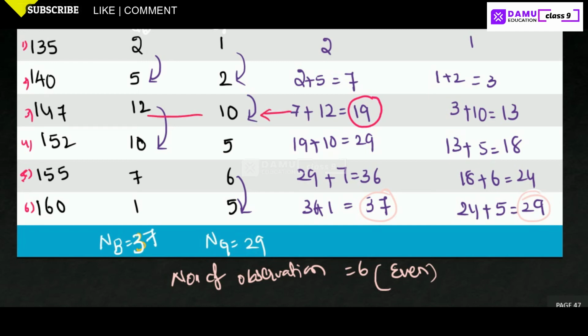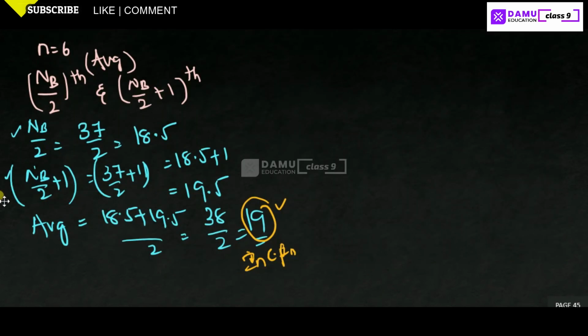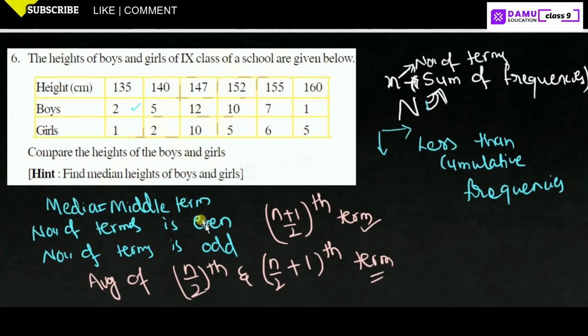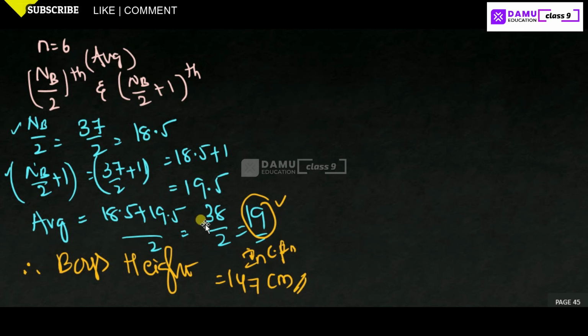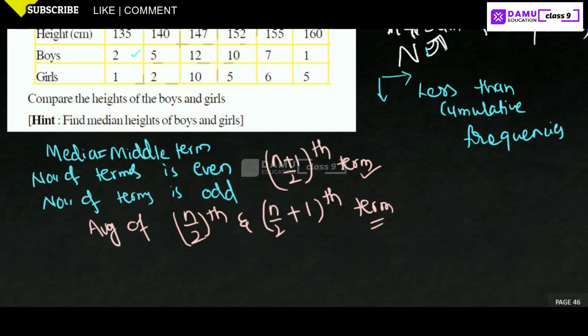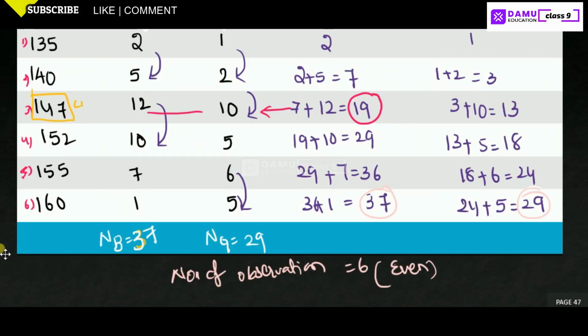So what is the value here? This is the value 147. So what is the average height? We take it as 147. So the boys' height is 147. Therefore the boys' height, that is the median value, is 147 centimeters. So this is the value, this is the median value.